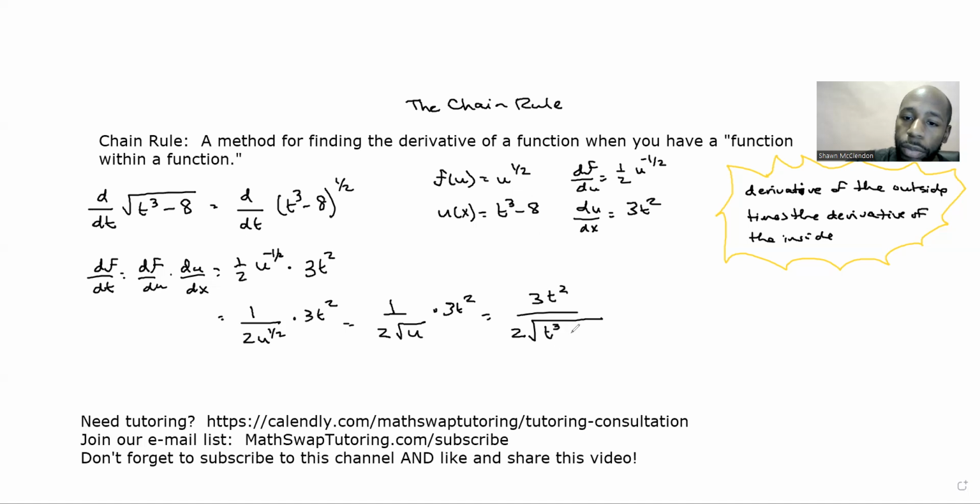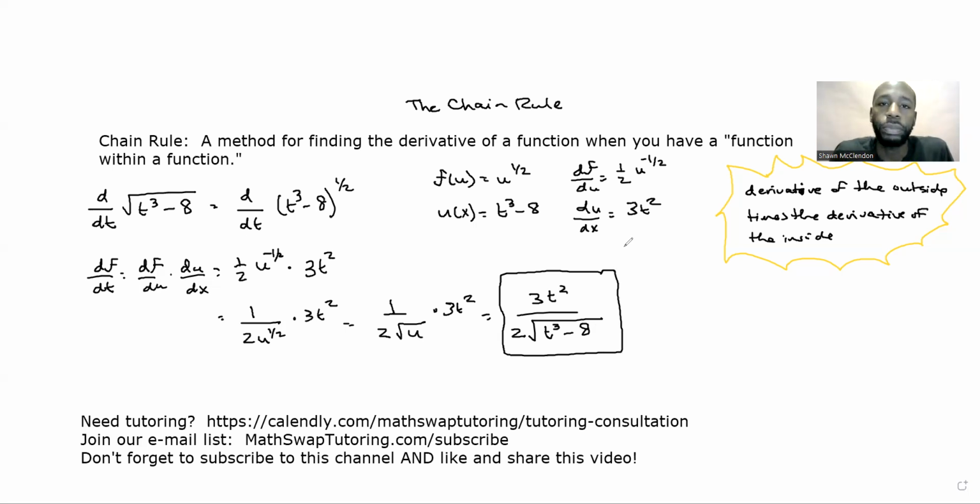t cubed minus 8. Now I know you might be thinking, okay, there's a radical in the denominator. And sure, that would usually be an issue, but because of this type of problem, the main thing that we're trying to do right here is just take the derivative. That's what's most important, so you don't have to worry about that this time. But yeah, you're right. Usually you wouldn't want a radical in the denominator.